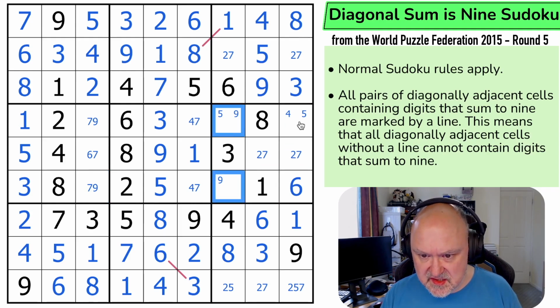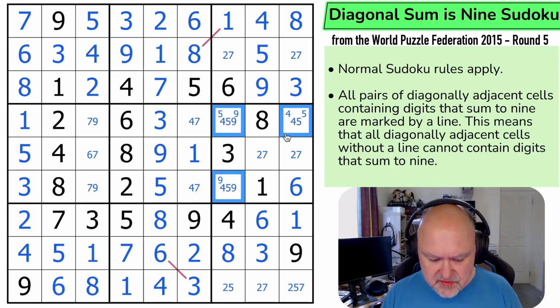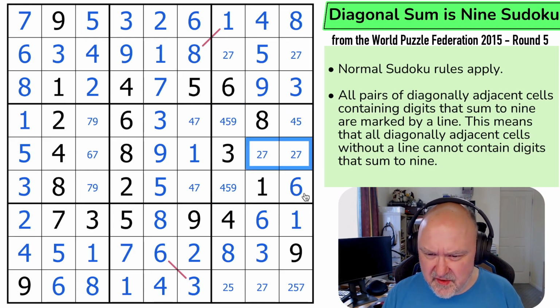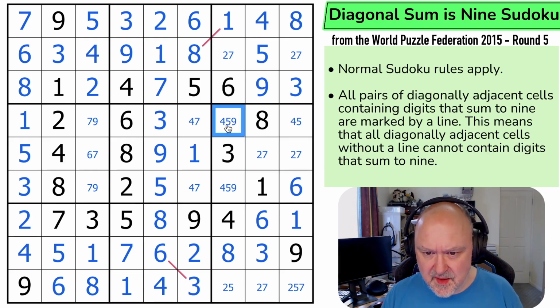So these are not 1, 2, 3. They're 4, 5, 9. Now there's no 9 there. So let's remove the 4, 5, 9 and let's figure out how this works. This can't be a 4 because that would put it next to a 5. There's no 5 here. 5 is in one of those two. This is 4 or 9.